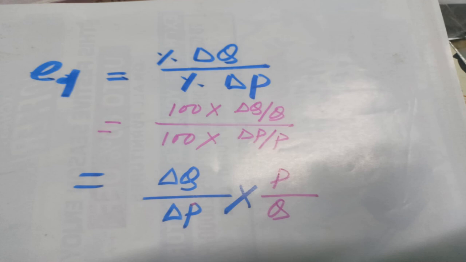It can be expressed as elasticity of demand is equal to percentage change in quantity demanded divided by the percentage change in price. The percentage change in quantity demanded can be found out from delta Q by Q multiplied with 100. Similarly, percentage change in price can be found out by delta P divided by P, the original price, multiplied with 100. So it comes to delta Q by delta P multiplied with P by Q.